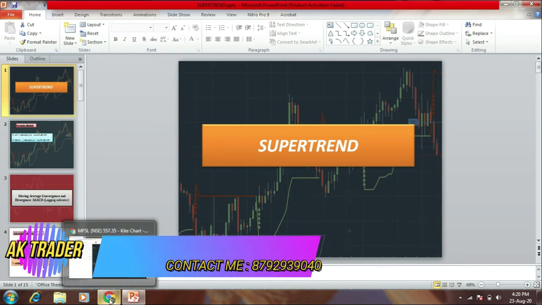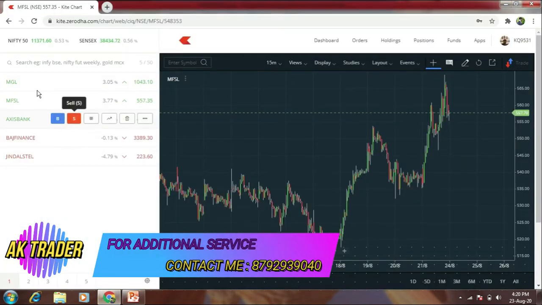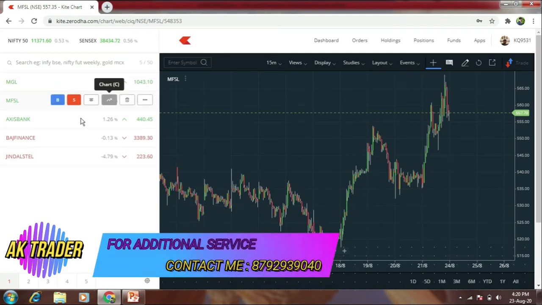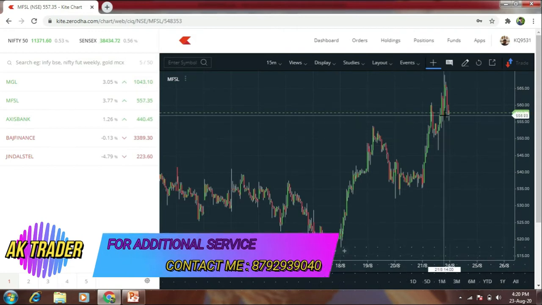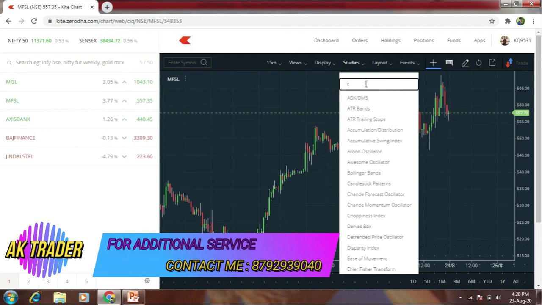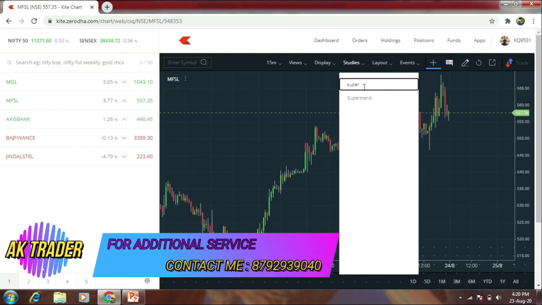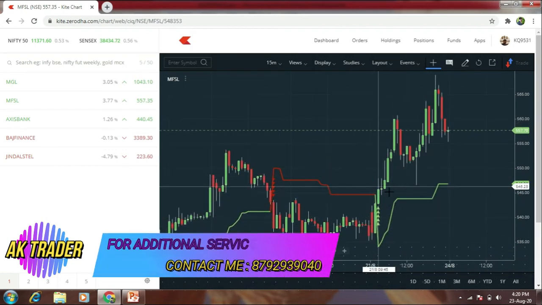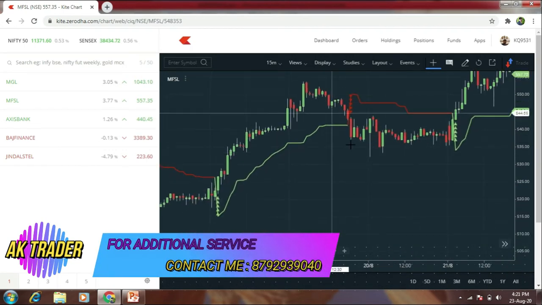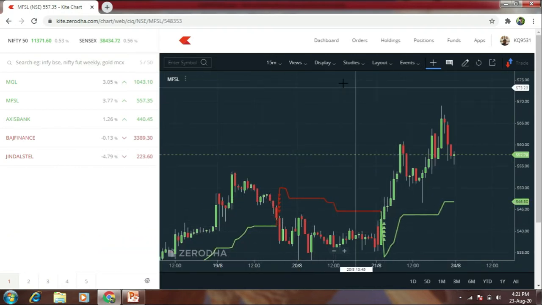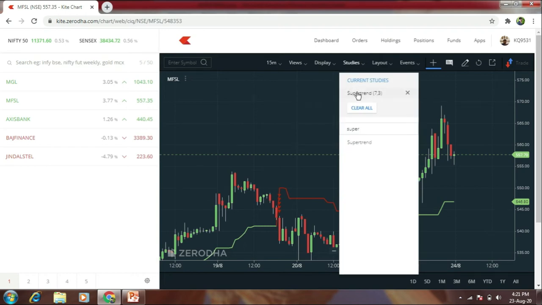Go to the application. You can see here there are many stocks. Just take any one chart, okay, MFSL. Go to the super trend, okay, type super trend. So click on that and you will get these green color signals and these red color signals. I will explain what is the difference between green and red. So before that, just double click on this.